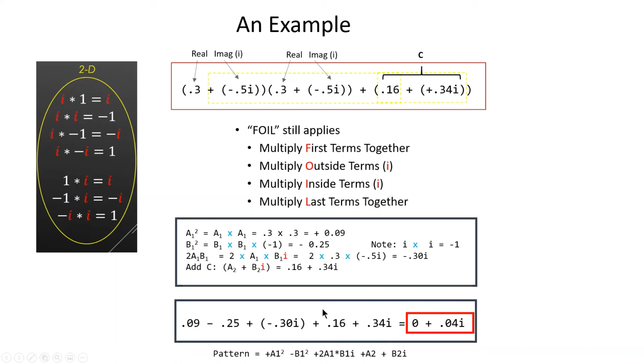And then we join this one with this one. Now 34 minus 30 is 4. So we have 4i. So the new point, after doing all of this, is 0 plus 0.04i. And that's an example of how we are going to be able to implement Mandelbrot's famous equation.